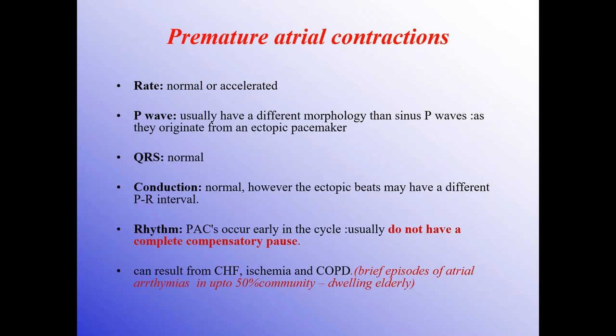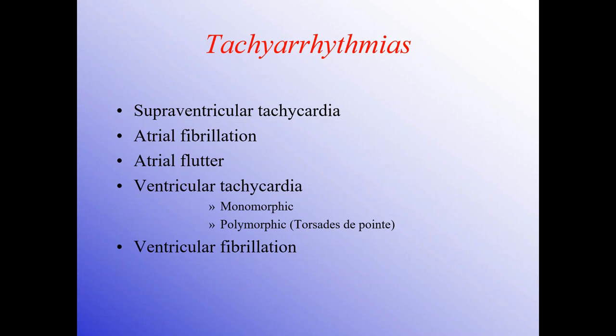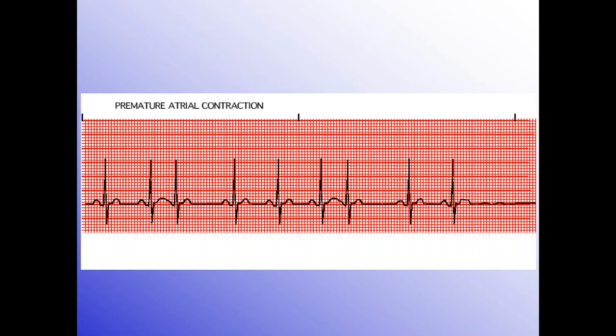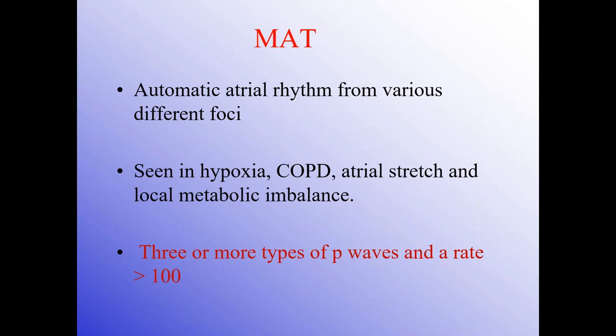So what are the features of PAC? You will have a P wave which is a little different. You will have a compensatory pause which is incomplete. You have a P wave morphology which is a little different. What is multifocal atrial tachycardia? Again, P wave morphologies are different, but your P wave morphologies are more than three types of P wave.